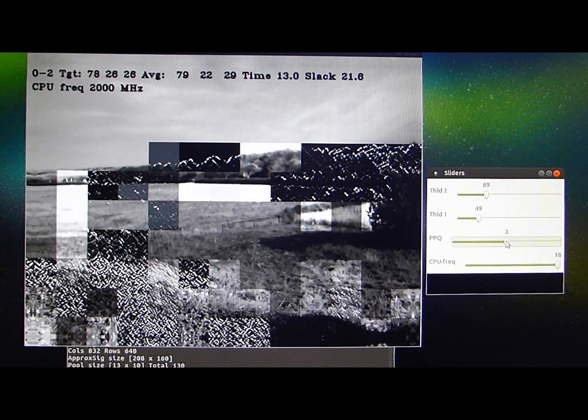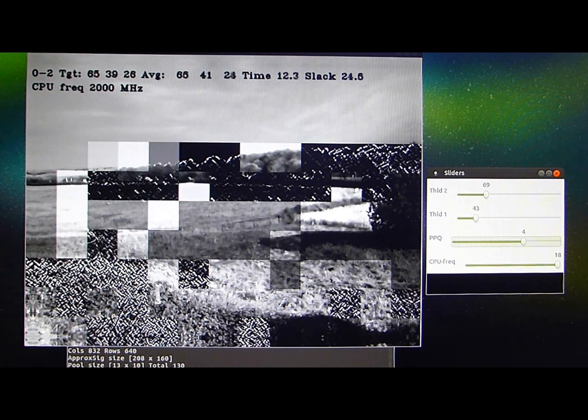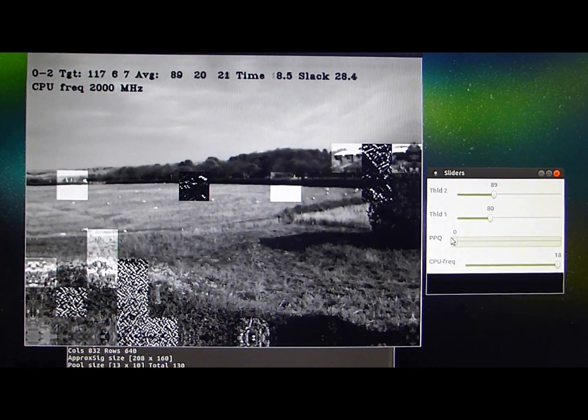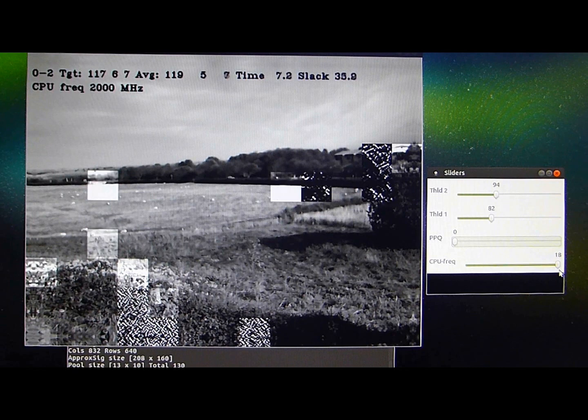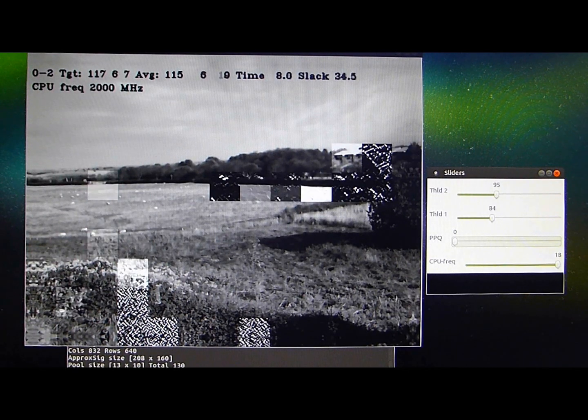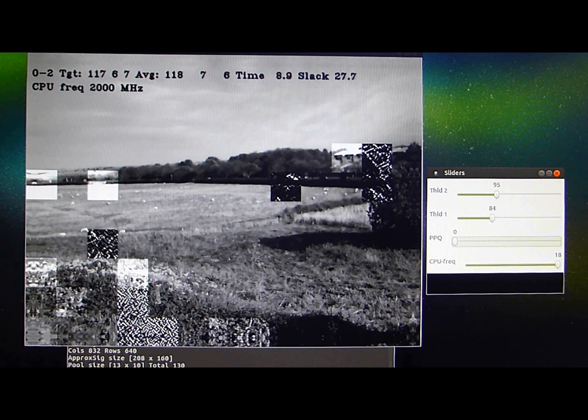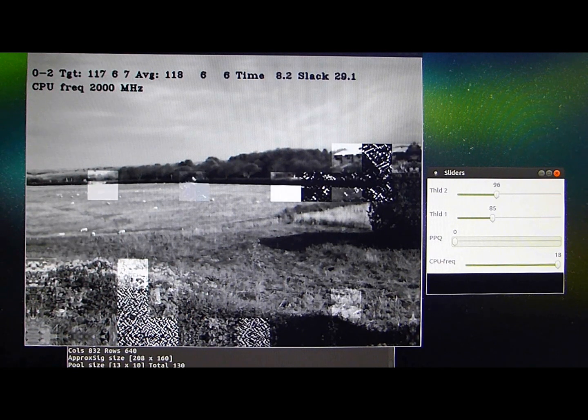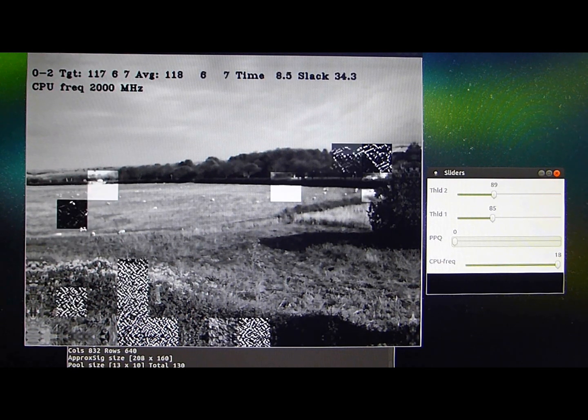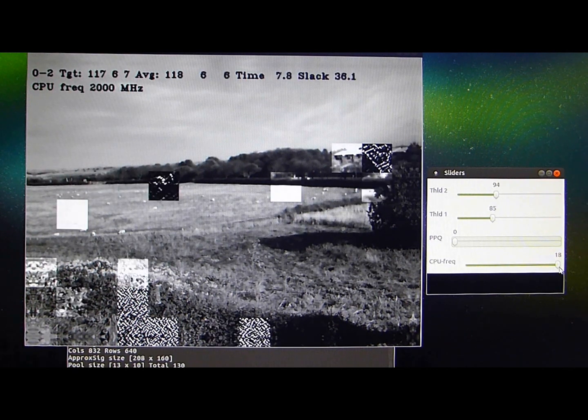So as we go up to the higher levels, we get more and more processing. Now the slack time has gone down to 32 milliseconds here, but if we wind this back down to the lowest quality, the least power, it will home in on about the requested levels, and we've got a 30 millisecond slack time.